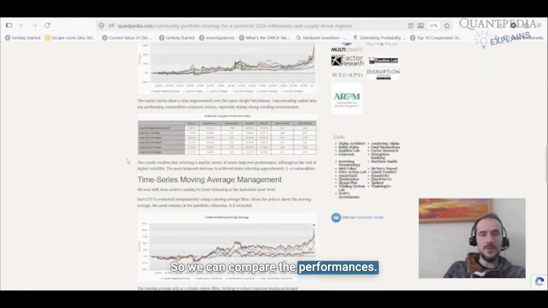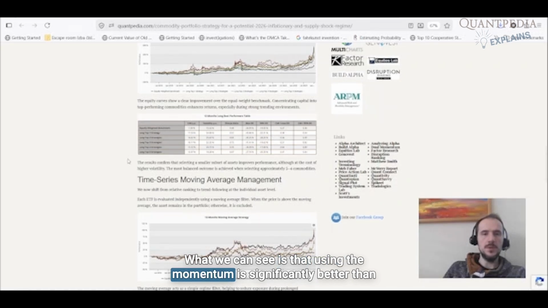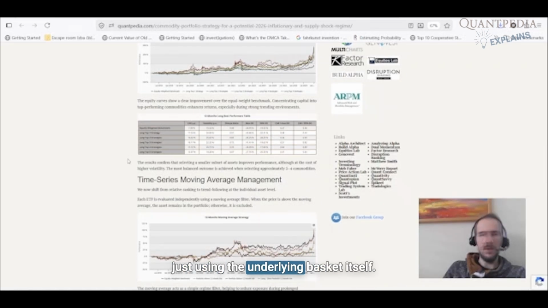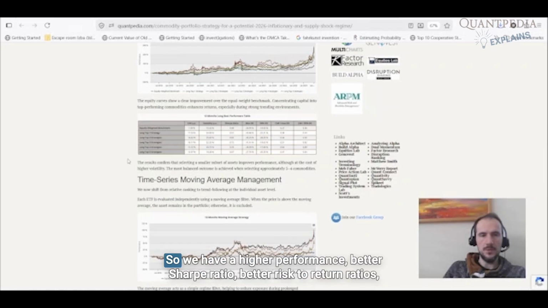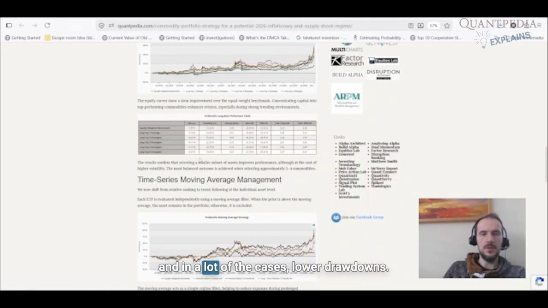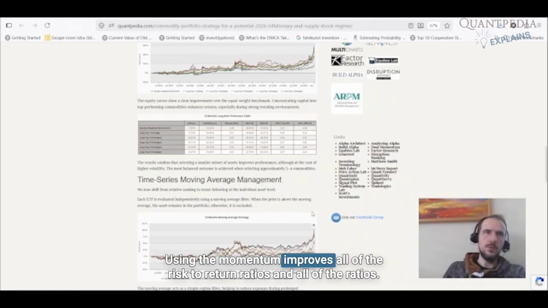So we can compare the performances. What we can see is that using momentum is significantly better than just using the underlying basket itself, meaning buying and holding. We have a higher performance, better Sharpe ratio, better risk to return ratios, and in a lot of cases lower drawdowns. Using momentum improves all of the risk to return ratios.